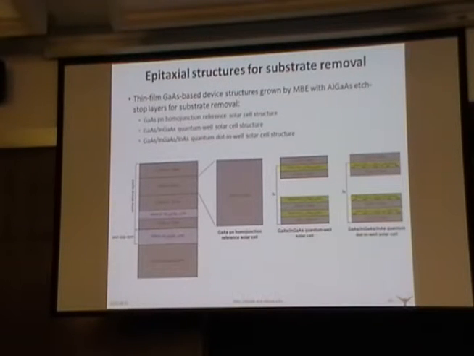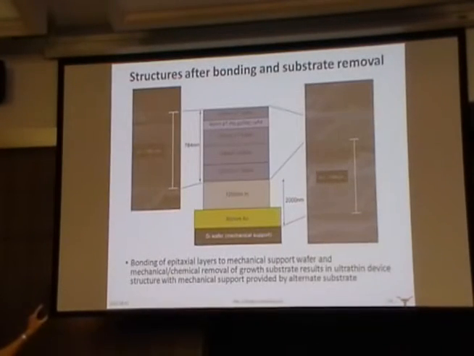Okay, and then you grow these on a thick aluminum gallium arsenide etch stop layer that you use in the process to remove the active device layers from their epitaxial growth substrate. Okay, so the substrate removal process, I won't go through the details of that, but it's something that is pretty well established in the literature. What I've shown here is a cartoon and cross-sectional SEM images of what the device looks like after substrate removal.